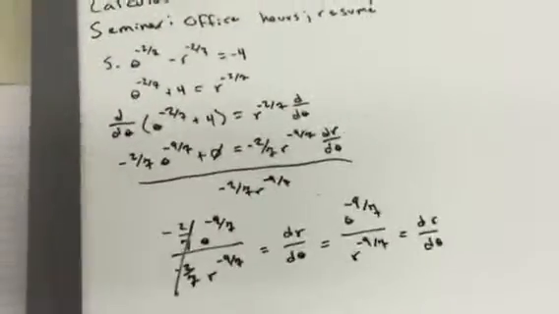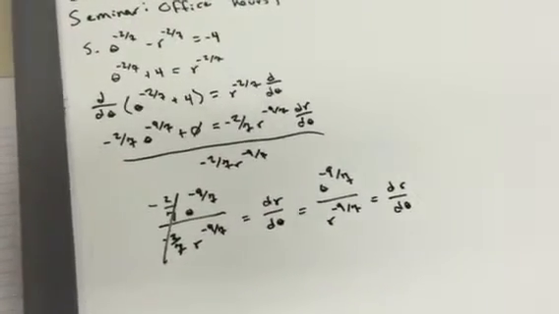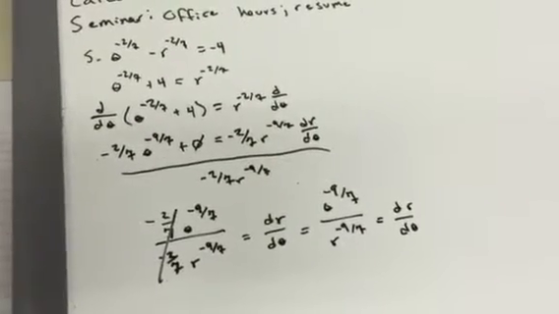And what we did was just use the power rule and solve for dr with respect to theta through implicit differentiation.